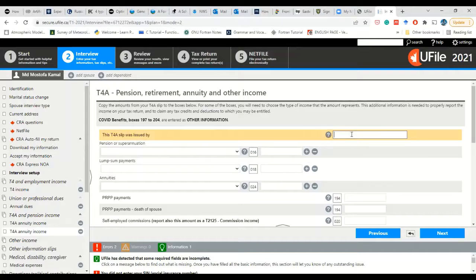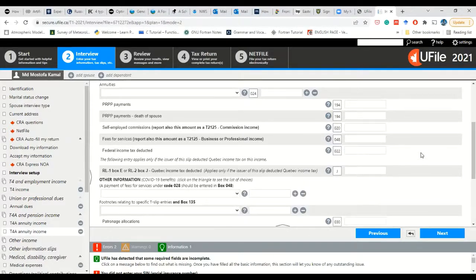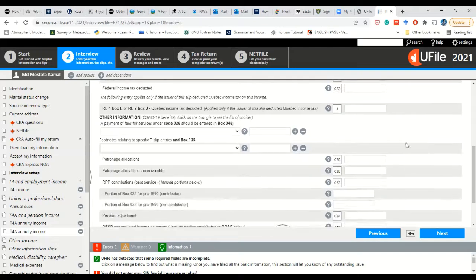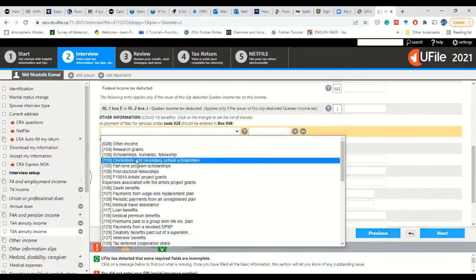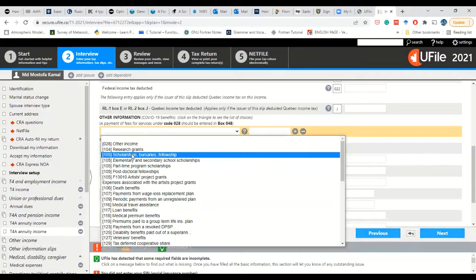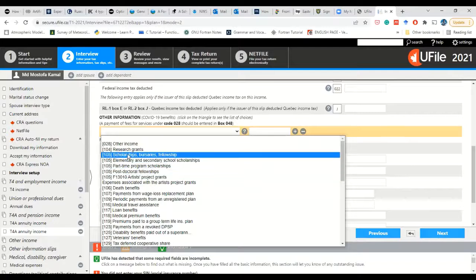Again, this T4A is issued by University of Saskatchewan. This is the employer name. And then please be attentive here. Sometimes people find it difficult to find the box 105. It is here, under the drop-down boxes. You see there are multiple 105 boxes here: 105, 105, 105, 105, 105. So choose the one that is applicable to you.